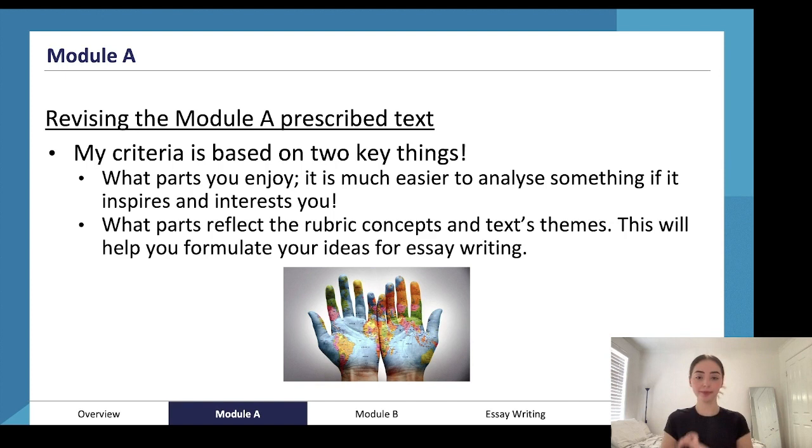Personal voice has more to do with having your own unique ideas and having confidence and flair in your writing. So what do I mean? Let's break that down. What do I mean by having your own personal ideas? You have to imagine that as your marker, and this isn't just the case for me, this is the case for literally every marker, we're going to be marking a lot of essays. Especially when you do this year after year, you start to expect the same sort of things in every essay that you mark.